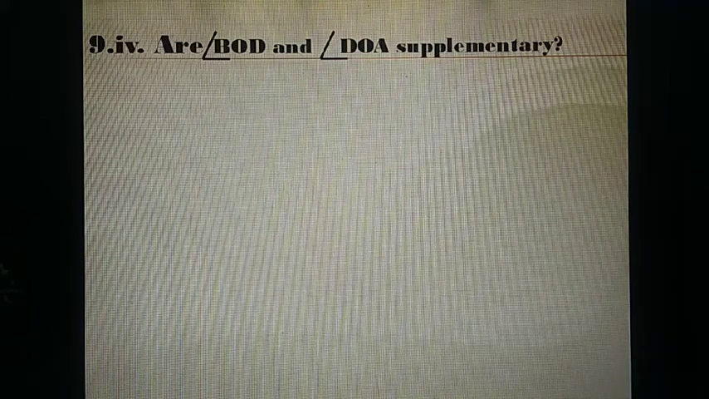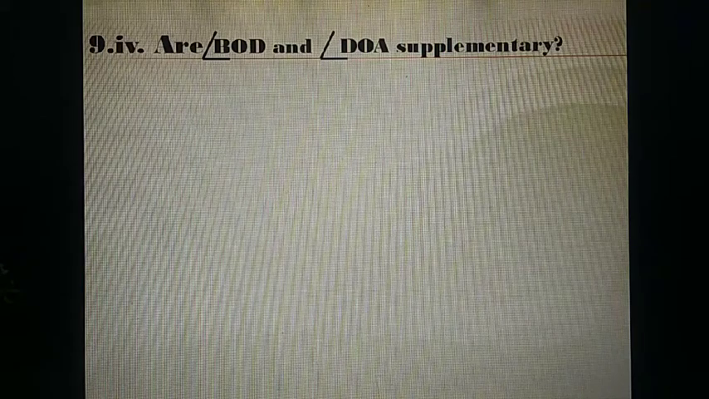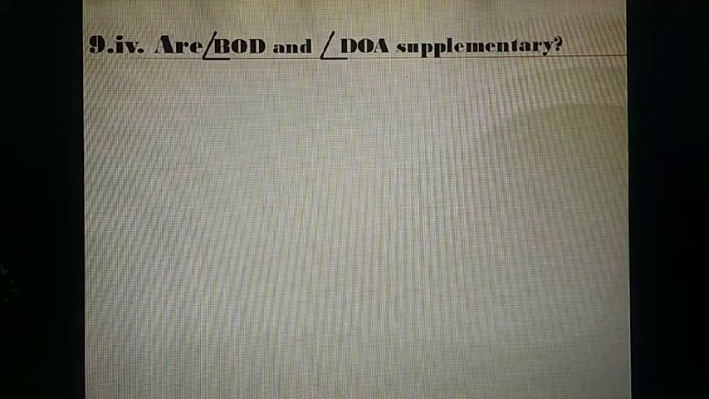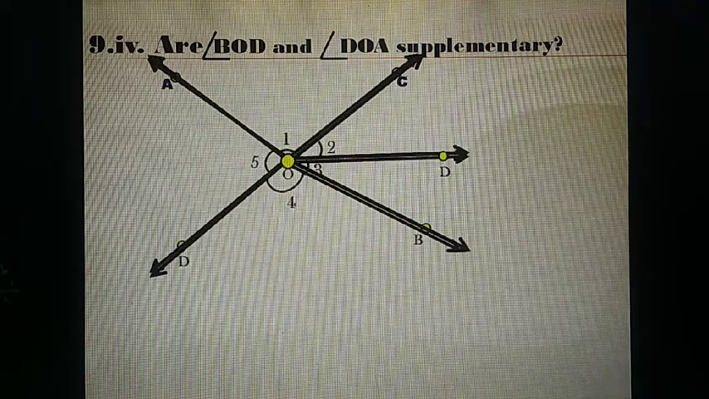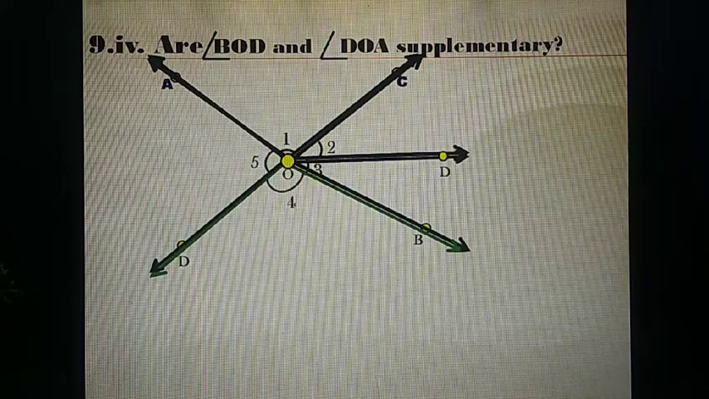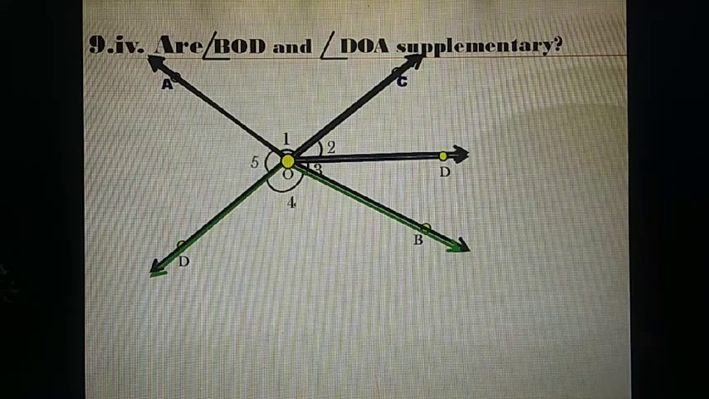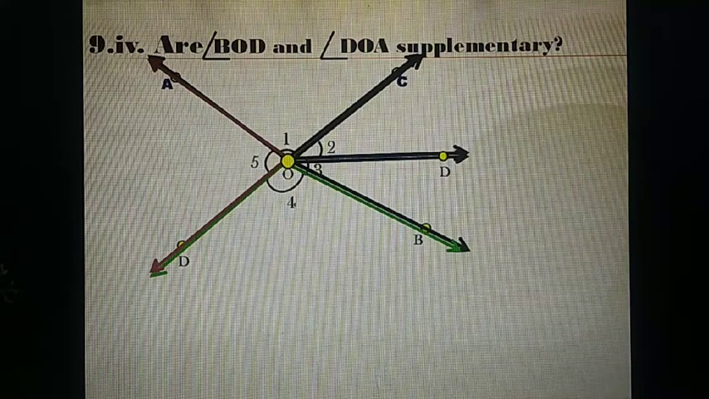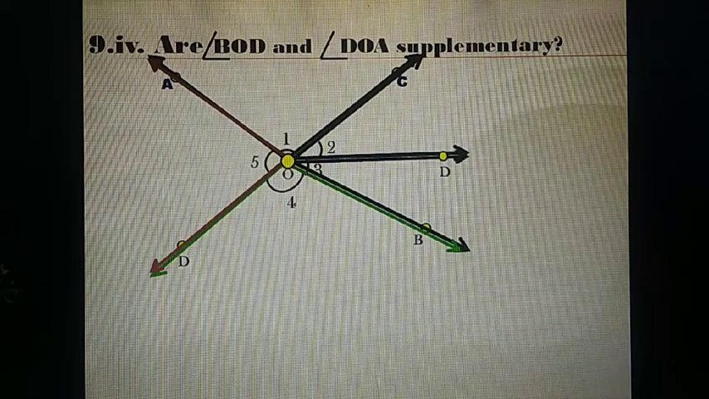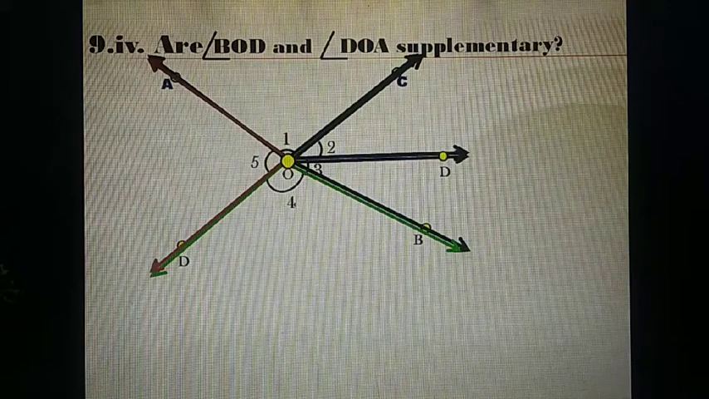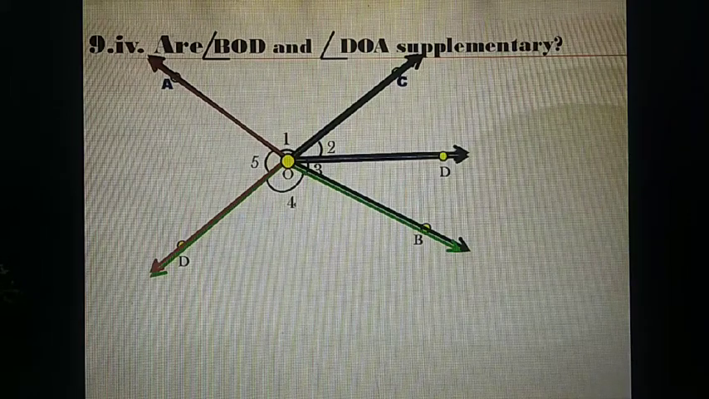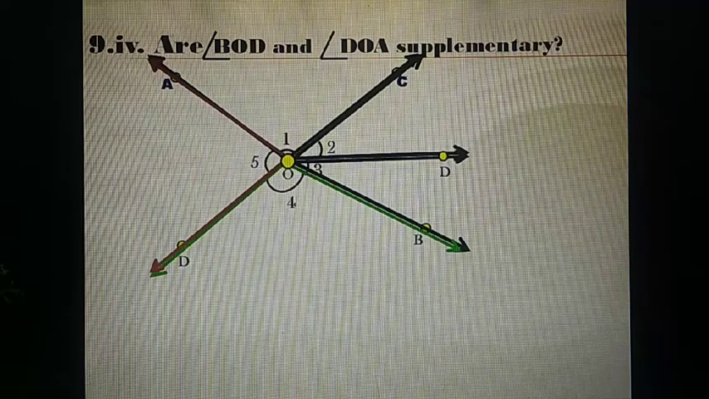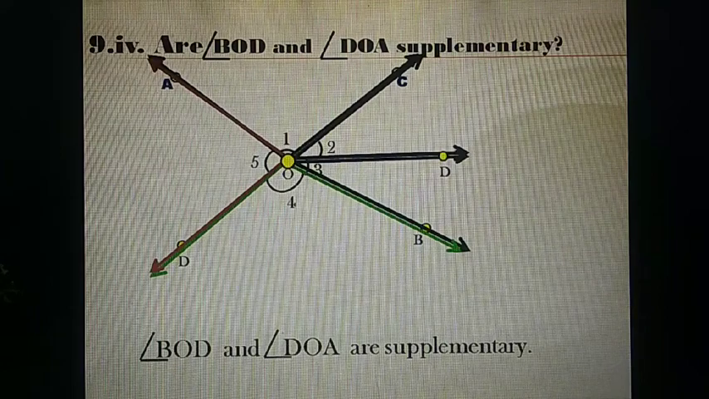Next, you have to check whether the angles given to you are supplementary or not. Indirectly, we are supposed to check whether the angles are a linear pair or not. Again, tracing BOD. Next, tracing DOA. Again, common vertex, yes, it's O. Common arm, yes, it's OD. Non-common arms, are they opposite rays, are they forming a straight line? Yes, they are opposite rays, they are forming a straight line. So we can say yes, they are supplementary.